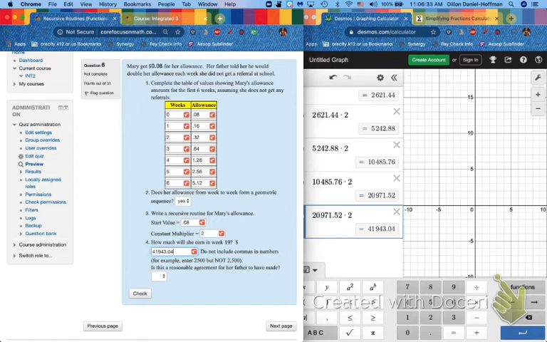So is this a reasonable agreement for her father to have made? He thinks so initially. He thinks he's outsmarting Mary, but no, it's not.